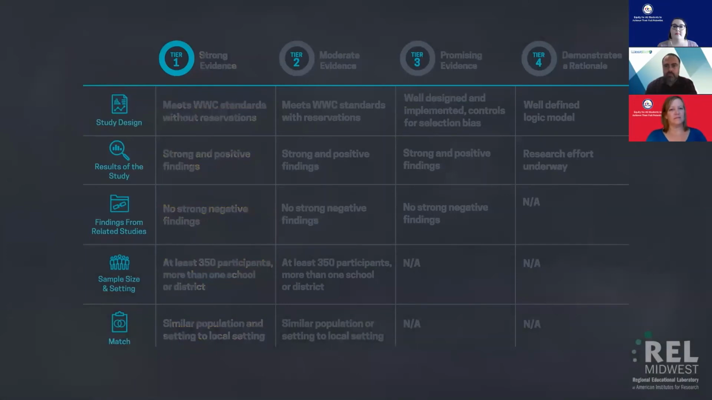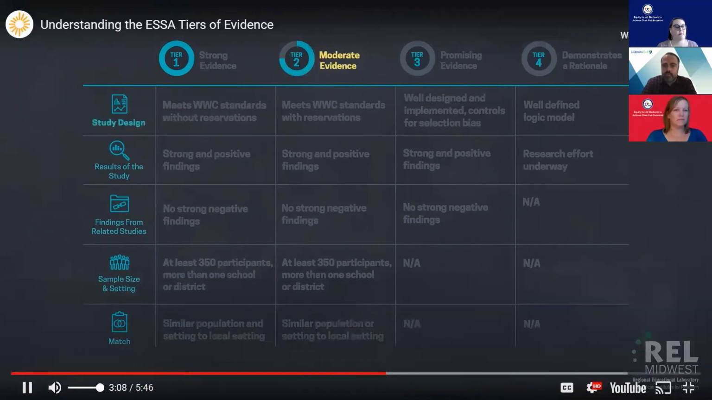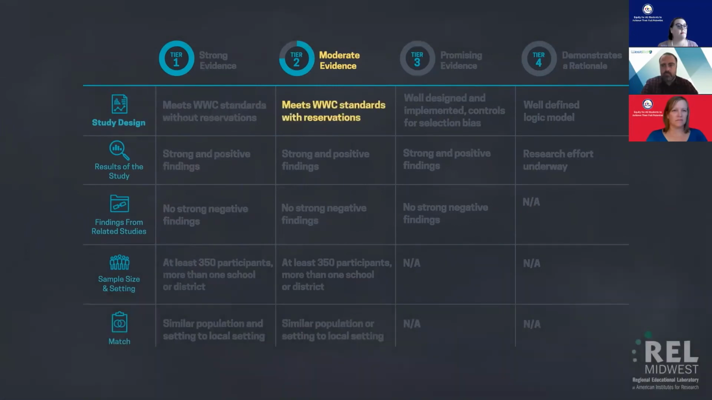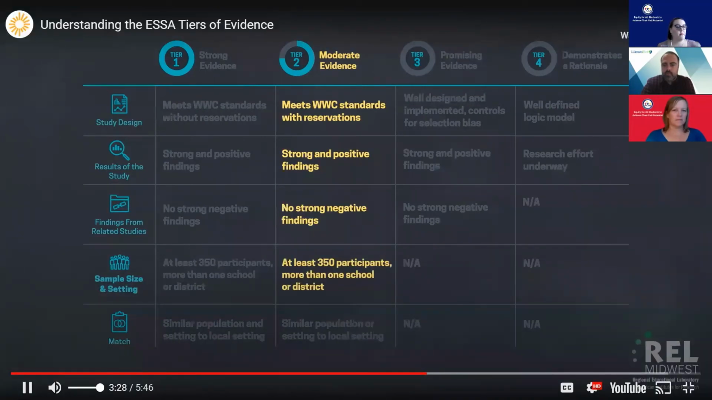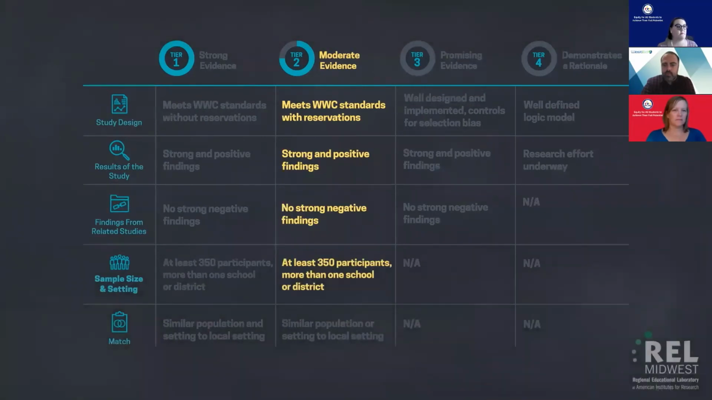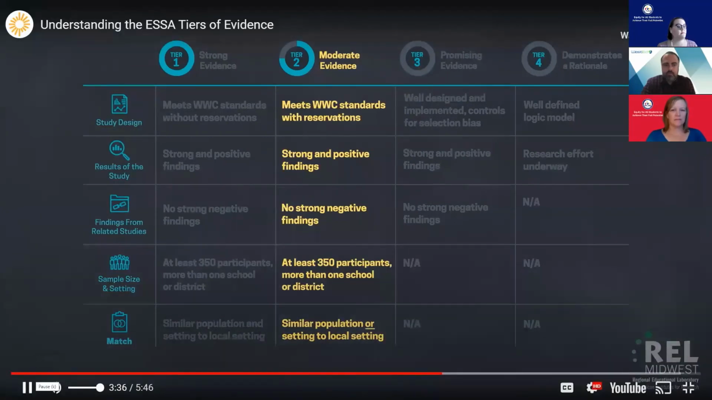For an intervention's outcomes to be rated Tier 2, or as having moderate evidence by a district or school, it must be supported by 1 or more well-designed, well-implemented quasi-experimental studies or experimental studies with high attrition, meeting the What Works Clearinghouse standards with reservations. Have strong and positive findings of the intervention. Have no strong negative findings from other well-designed studies. Have at least 350 participants in the study sample and have been measured in more than 1 school or district. And have a similar population or setting to that of the district that is considering the intervention.